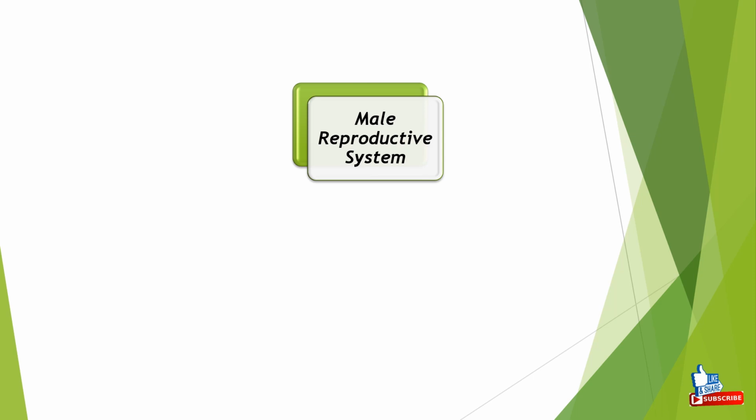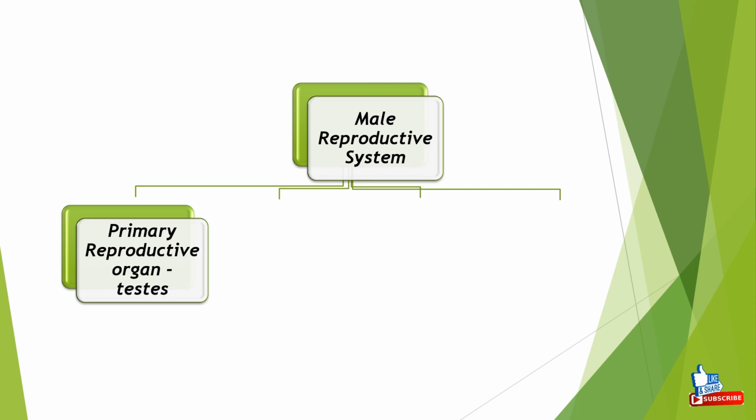So the male reproductive system generally produces the male gamete, which is known as a sperm, and that male gamete or sperm is produced in the primary reproductive organ, which is known as the testes. In males, two testes are present, and these are the gonads. Testes is a gonad which produces the sperm.